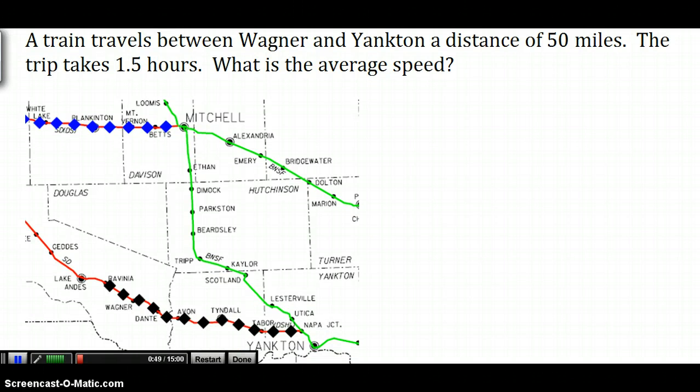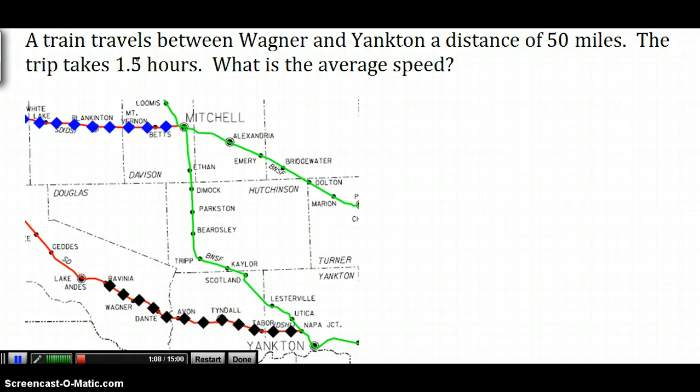And for your liking, this is an actual map of the working railroad system in southeastern South Dakota. And yes, there is a train that runs from Wagner to Yankton. I don't really know what it carries or how often it goes, but there's one that goes there. So we're looking at that train. It went 50 miles, 1.5 hours.